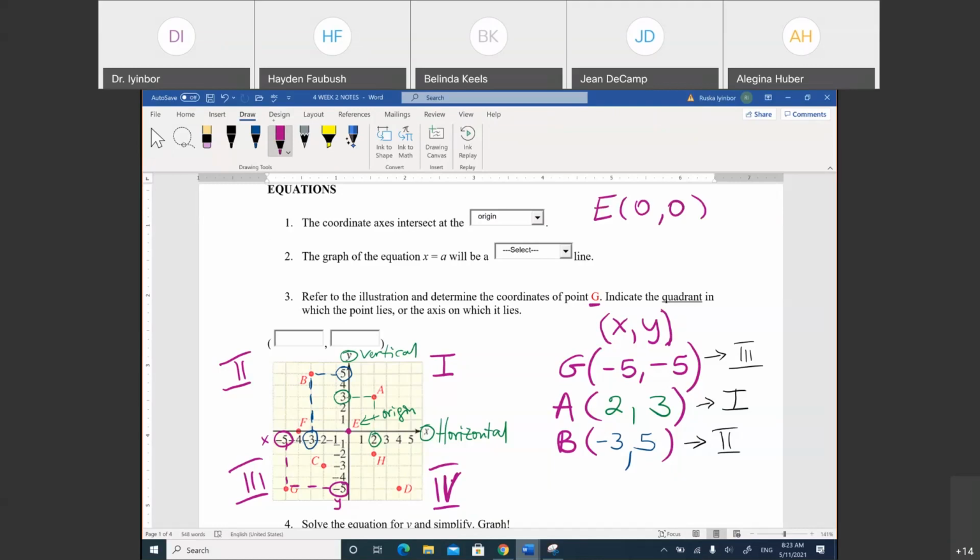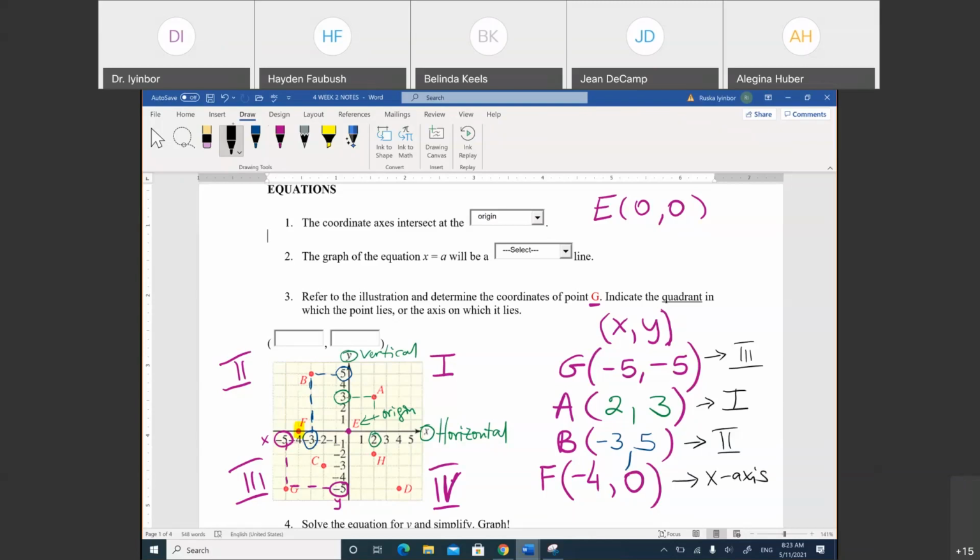Now, let me have the coordinates of point F also. F, you see F? What are the coordinates of point F here? -4 and 0. Yes. With this point here, X is -4 and Y is 0 because you don't go up and down. Now, the point F is on the X-axis, right? So if they ask you which quadrant the point F is in, the point F is not in a quadrant, it's on the axis, the X-axis, yes? Got it?